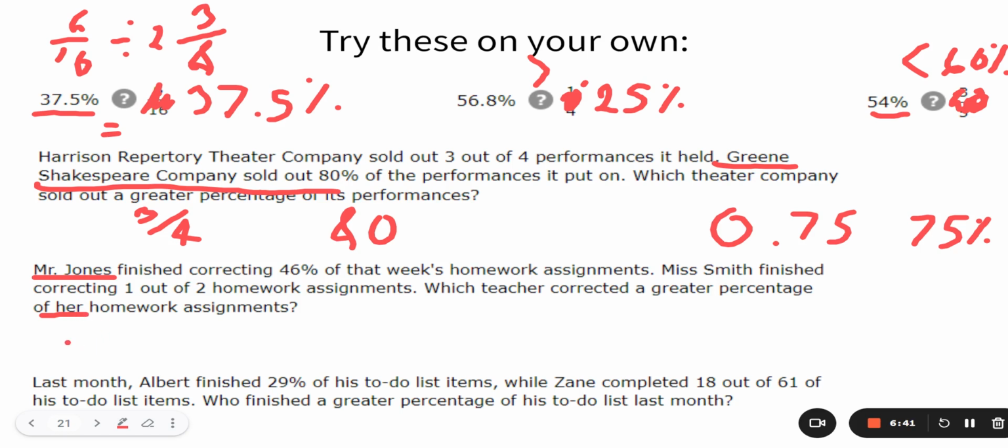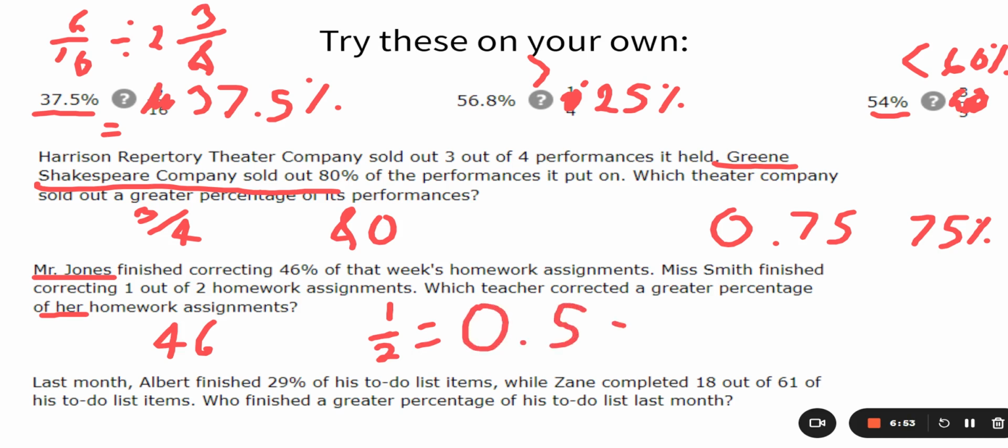All right, so Jones did 46%. Smith did 1 over 2. So they essentially did half. If I'm looking at my cheat sheet, I know that half is the same thing as 0.5, which is the same thing as 50%. So Miss Smith did the greater number, right? Because she did 50%. Last one, I'm going to let you guys do the last one on your own.